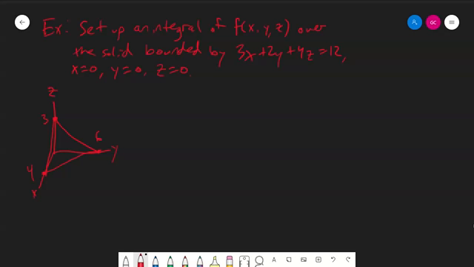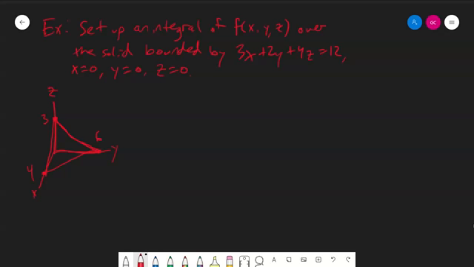For example, there's this one triangle that goes from z equals 3 down to the origin, over to y equals 6, and then back up here. And then there's a triangle in the xy plane and a triangle in the xz plane. So that's the solid that we're looking at.